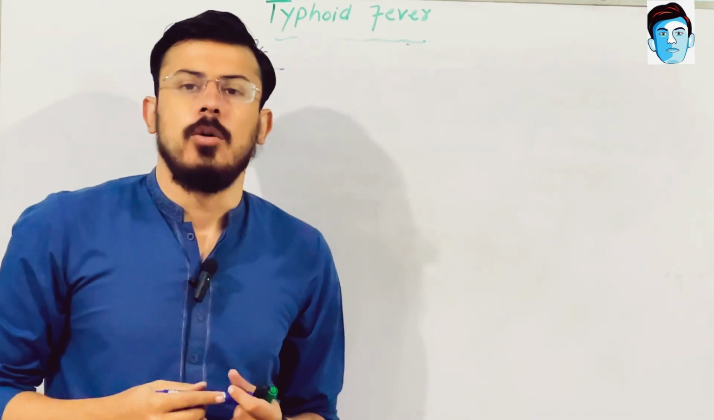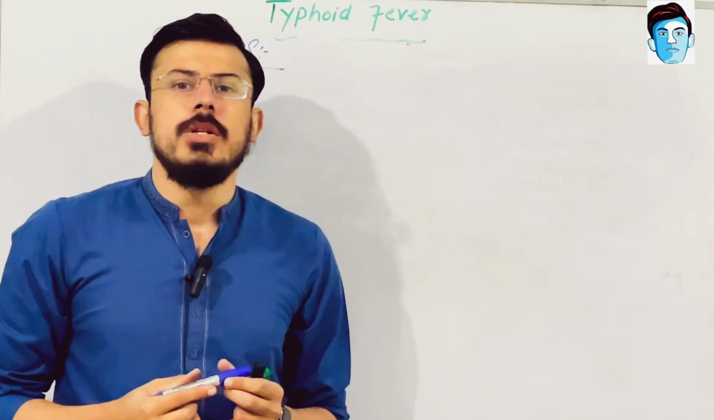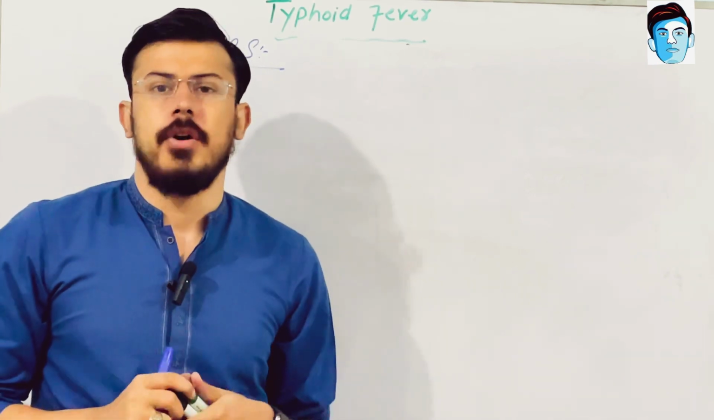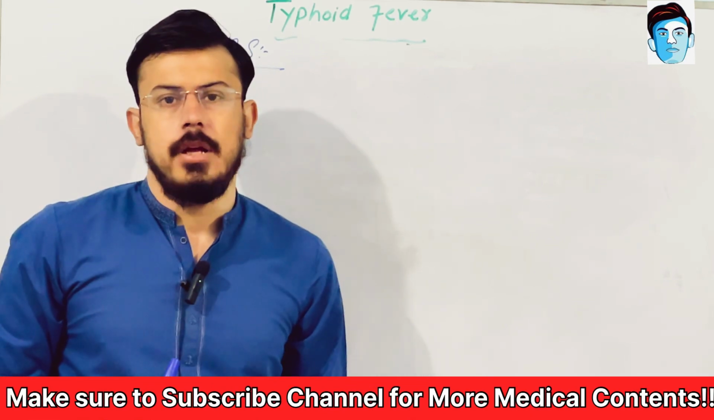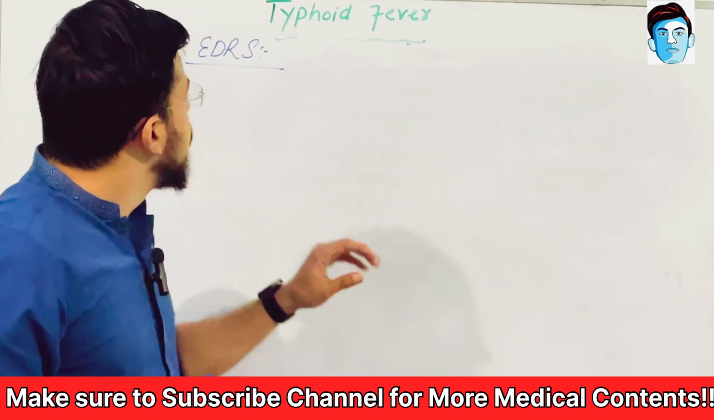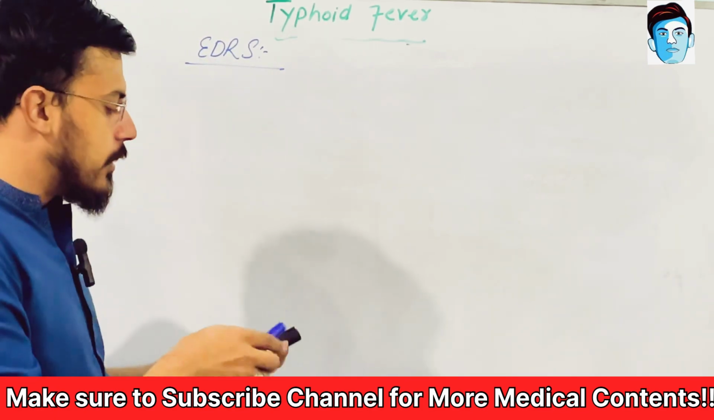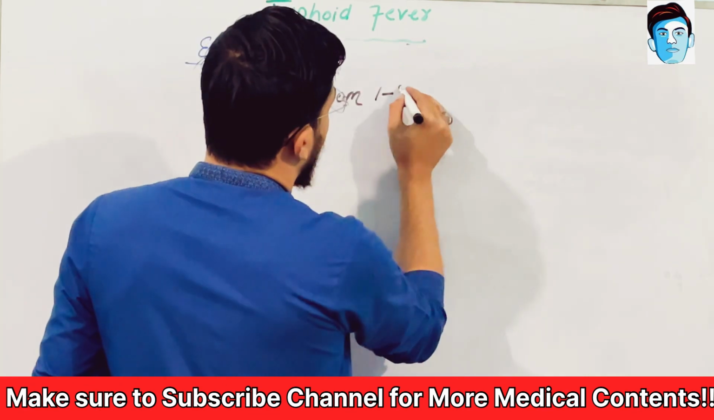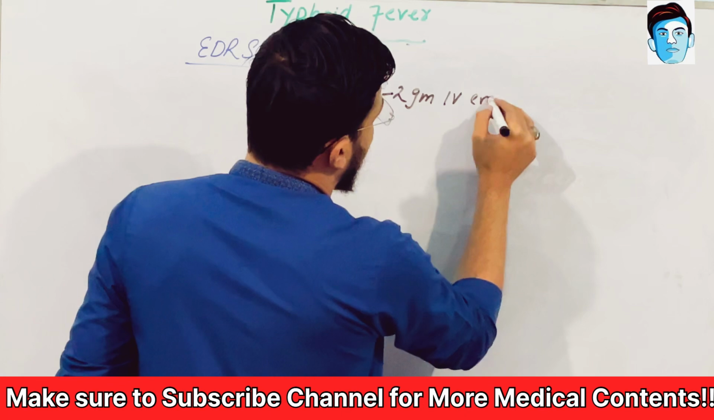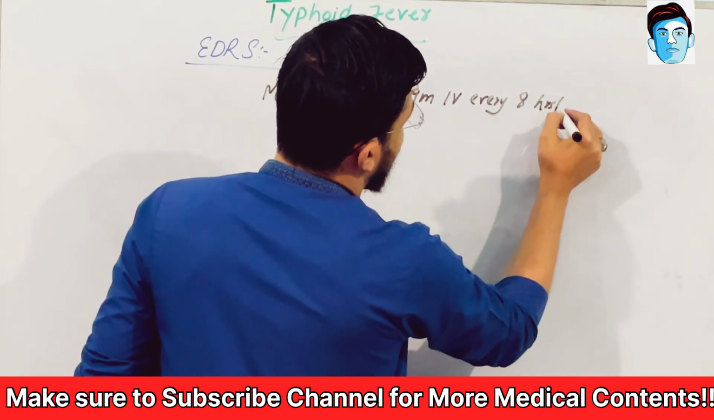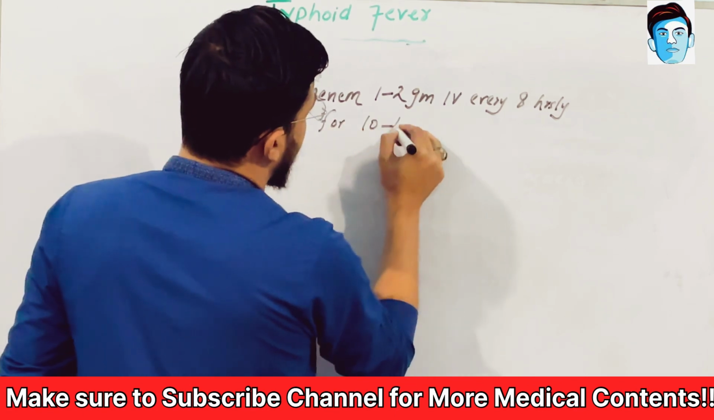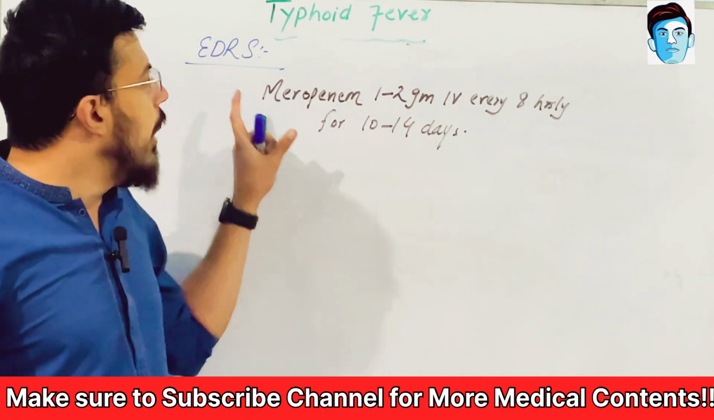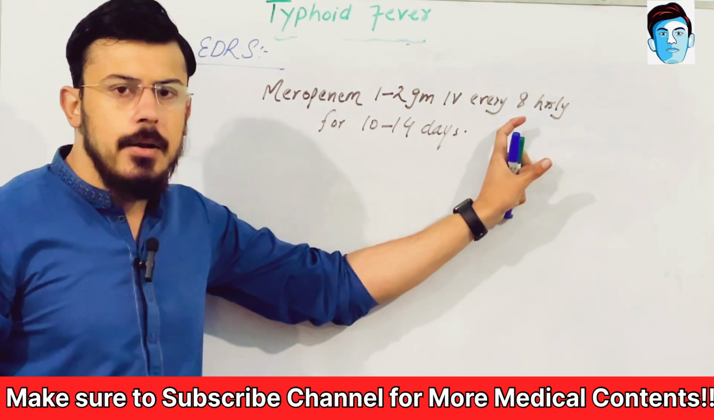Extensive drug resistant strain. Now there are some strains of typhoid which are resistant to quinolones, and at the same time they are resistant to third generation cephalosporin. So in that condition, what are the options in order to treat the patient? In case of extensive drug resistant strain, we have to give meropenem. Dose is 1 to 2 gram IV every 8 hourly for 10 to 14 days.